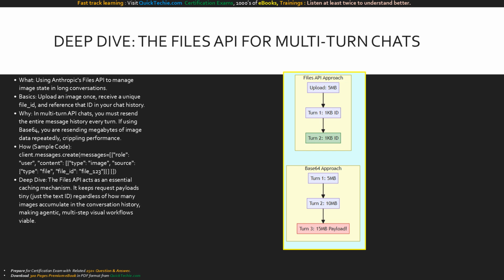The solution, the Files API. You upload the image once to Anthropic servers. They hand you back a tiny file ID. As shown in the sample JSON code on the slide, you simply reference the file ID, file_123, in your content block. Your payloads remain microscopic, completely eliminating network bottlenecks during long-running, agentic visual workflows.